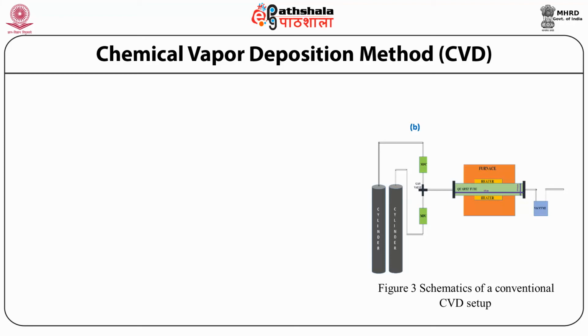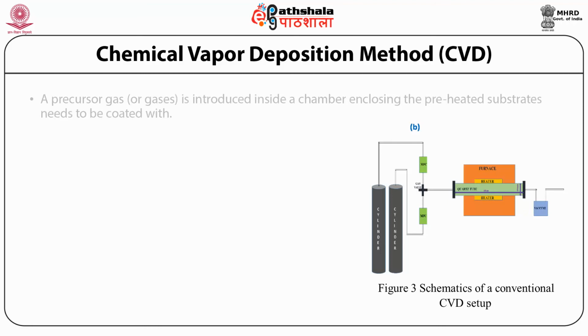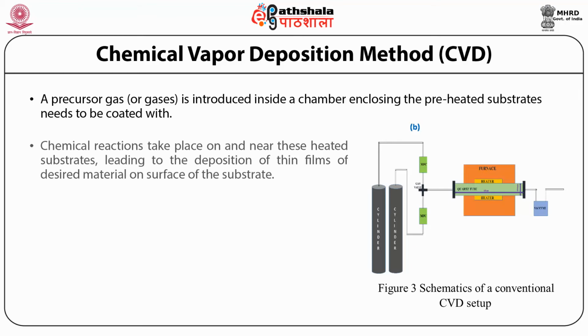more often combined compounds. Conventionally, a precursor gas or gases is introduced inside a chamber, enclosing the preheated substrates that need to be coated. Chemical reactions take place on and near those heated substrates, leading to the deposition of thin films of desired material on surface of the substrate.